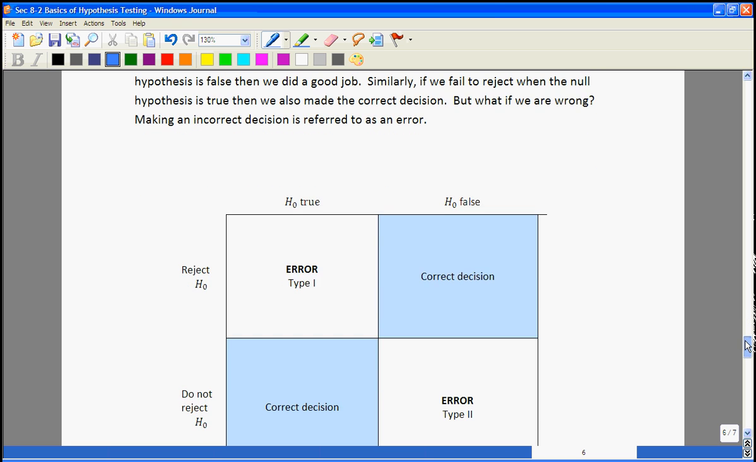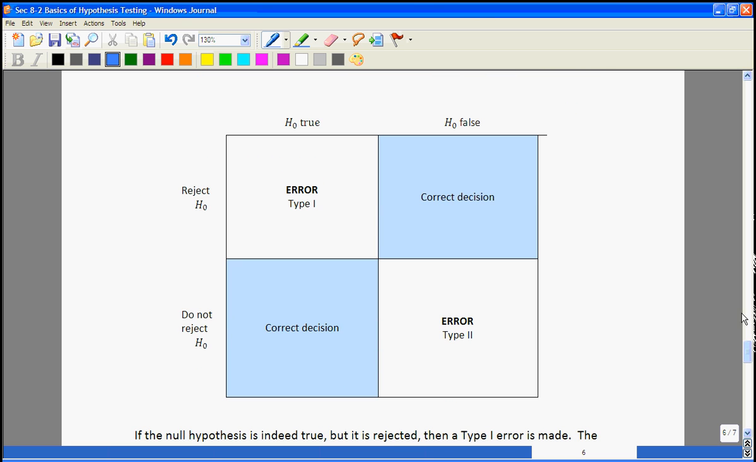So this chart helps you wrap your head around when you've made a correct decision and when you've made an error. If after doing all my testing and comparing to critical values, I reject H naught when it was actually false, then I made the right decision. But if I reject it when it was in fact true, that's an error, and that's called a type 1 error. If I do not reject H naught when H naught is true, then that's the correct decision. But if I do not reject H naught when in fact it was false, that's a type 2 error.